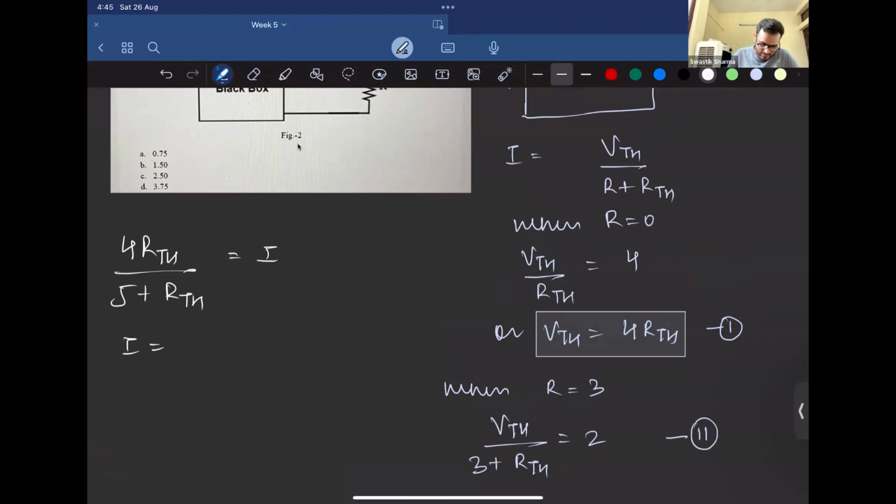Okay. So where was I? We were discussing something, right? I forgot. Yeah. So calculate this for me. What would be the answer? It would be 12 by 8, right? What is it? It's 1.5 ampere.